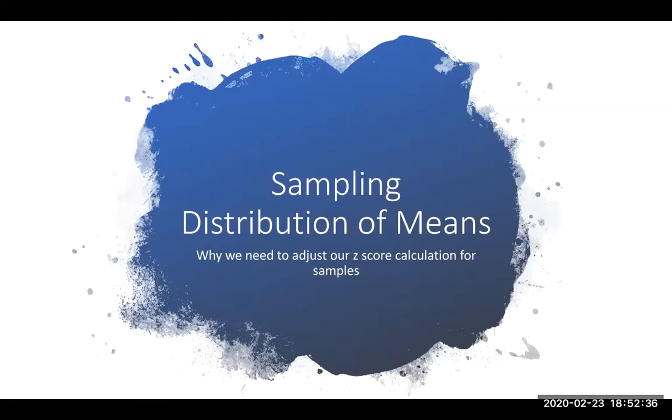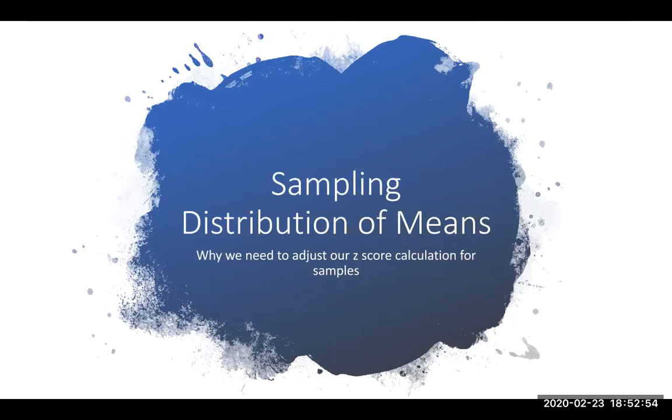So we've learned how to do inferential statistics by looking at someone's z-score and seeing if it falls in the rejection region. But it's unlikely that we're going to do a study with just one person, right? More likely, we're going to have a study with multiple people, and we want to see where their z-scores fall.